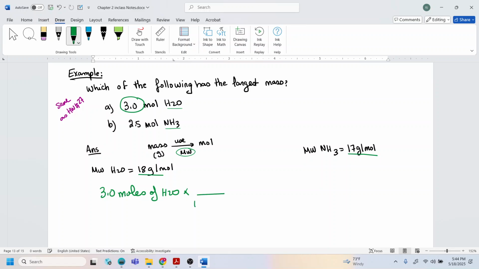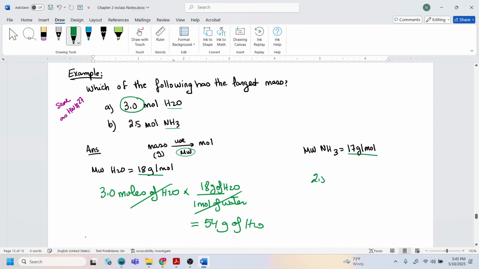So I know that for every 1 mole of water, use the molecular weight. This is water, it's not 18. The 1 mole of water corresponds to 18 grams of water. Okay, so that is equivalent to 54 grams of water. Cancel these. We're going to do the same thing for ammonia.